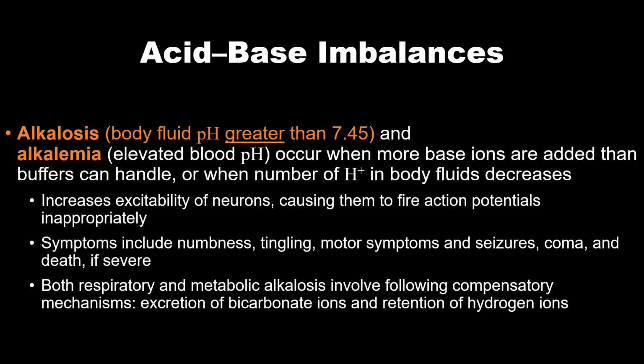And as with acidosis, there are two types of alkalosis. There's respiratory alkalosis and metabolic alkalosis. And the compensatory response for both involves the excretion of bicarbonate and the retention of hydrogen. So we're getting rid of bases and holding on to acids when we're in alkalosis. We're getting rid of hydrogens and holding on to bases when we're in acidosis. It makes sense. If your body fluids are too acidic, you want to hold on to bases. If your body fluids are too alkaline, you want to hold on to acids.